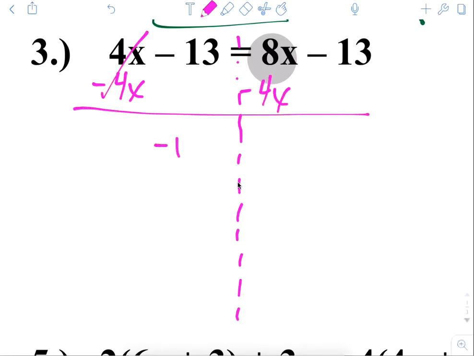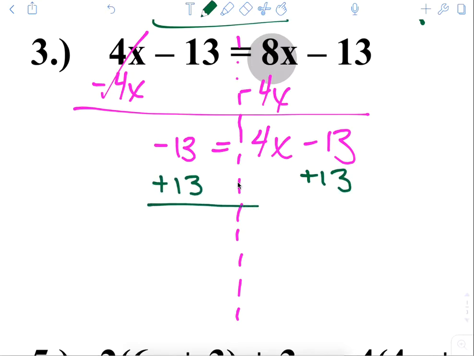We have a negative 13 equals 4x minus 13. Remember, once you get it down to number, variable, number, you are ready to solve. So we're going to go back to our solving color, that's green. And we're going to go ahead and get the loner to go away. The loner that is on the side with x would be my negative 13 or minus 13. So I'm going to add 13 to both sides. What I do to one, I do to the other.